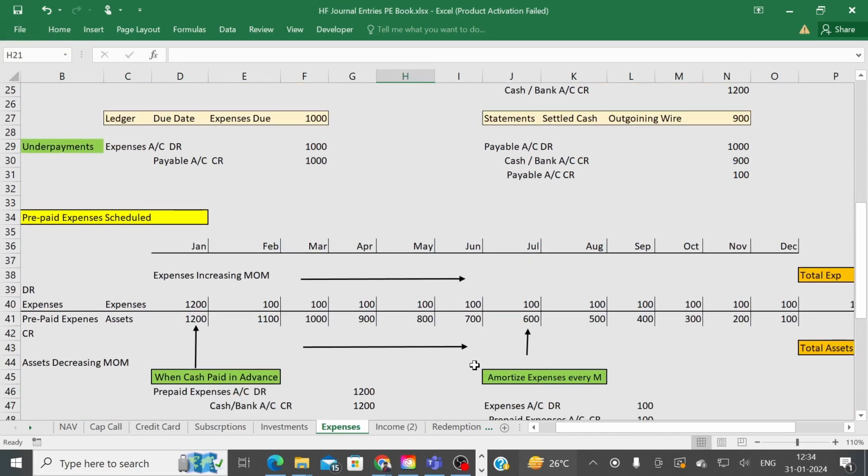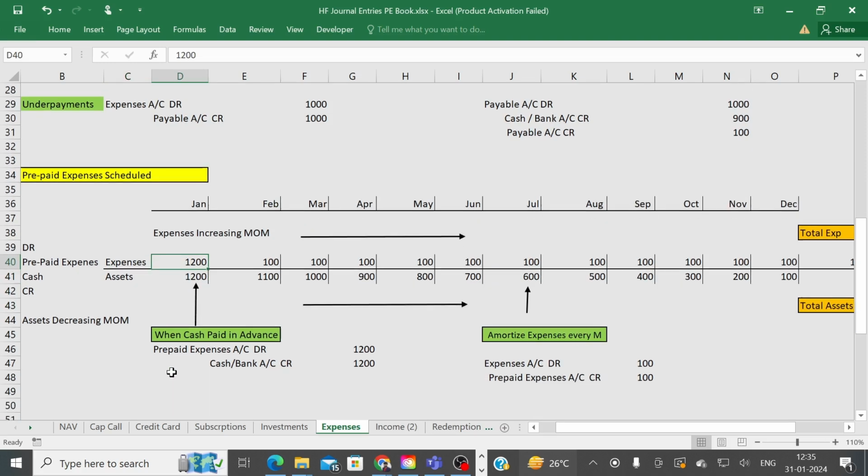But in the case of prepaid expenses, how does the schedule look? See this. When you process it, expenses are always recorded to the debit, and cash we record to the credit when cash goes out. The first time you pay cash in advance, your accounting entry would be prepaid expense account debit, cash and bank account credit. But when you amortize it, of course on your accounting date, your accounting entry would be amortization every month.